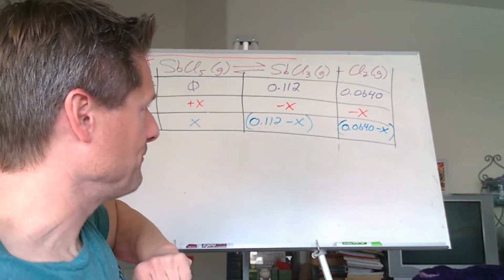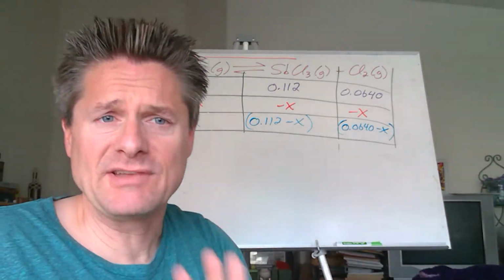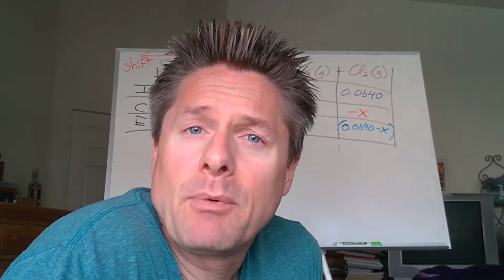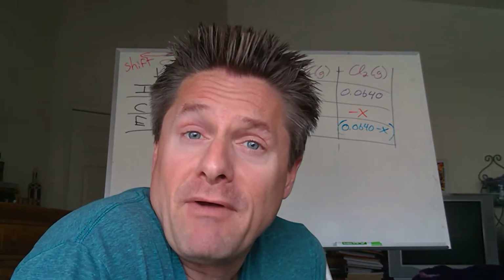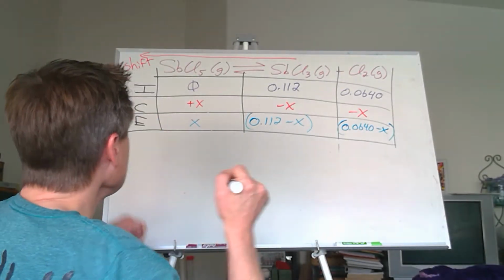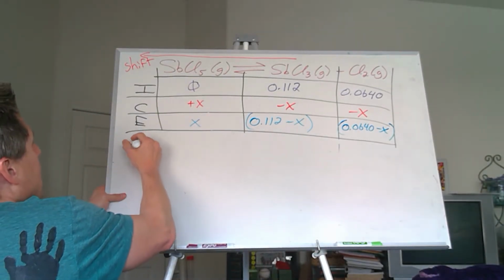Great, easy stuff, right? So now let's go to step 3. That was step 2. Let's set up our equilibrium expression, make some simplifying assumptions, and solve for X. And then we'll test that assumption. You ready? So I'm going to set up my equilibrium expression.